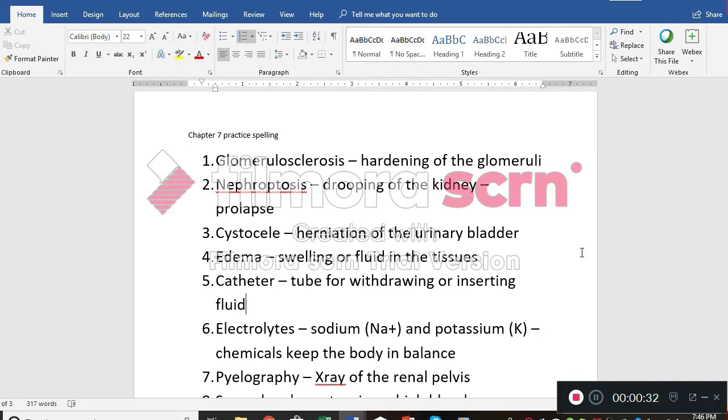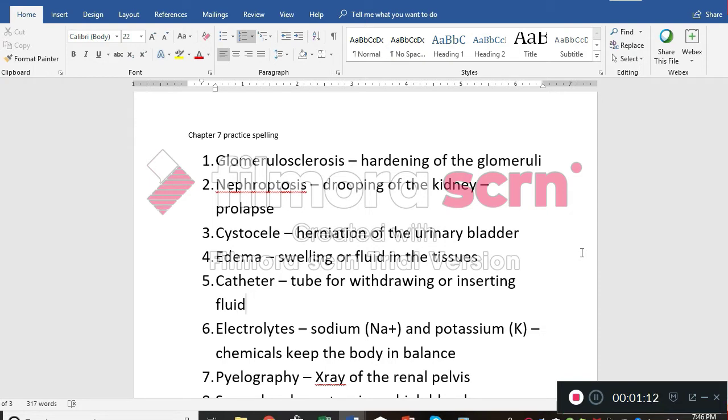Number 1 is glomerulosclerosis. So sclerosis means hardening, and in this case we're talking about hardening of the glomeruli, which are little capillaries inside the kidney. Number 2 is nephroptosis, which is drooping or prolapse of the kidney. Number 3 is cystocele, herniation of the urinary bladder. So remember, when we're talking about urinary bladder, the combining form is cysto.